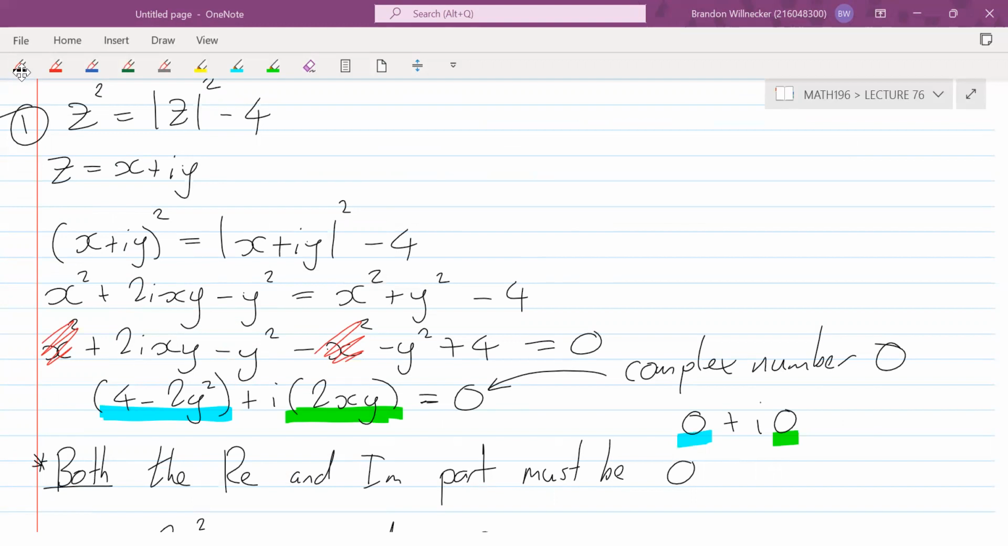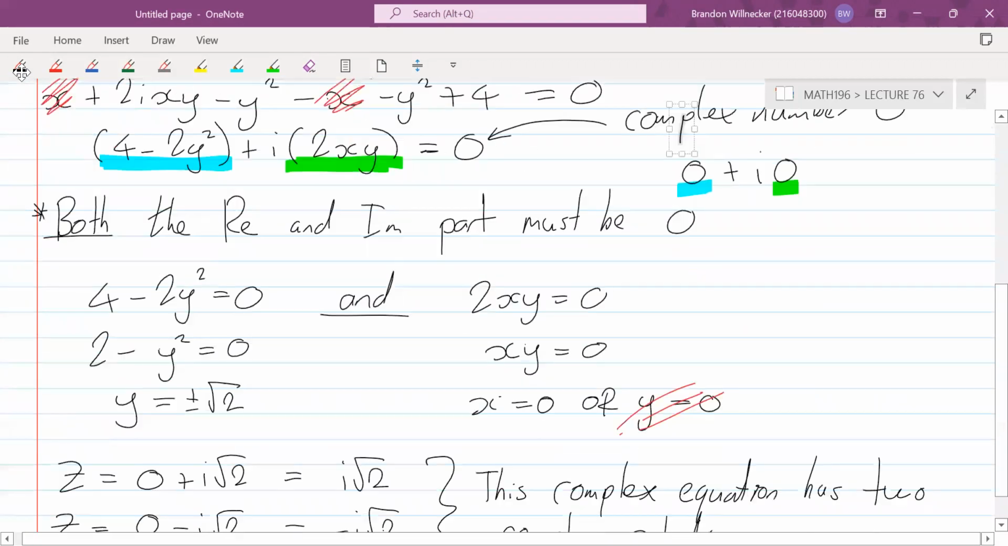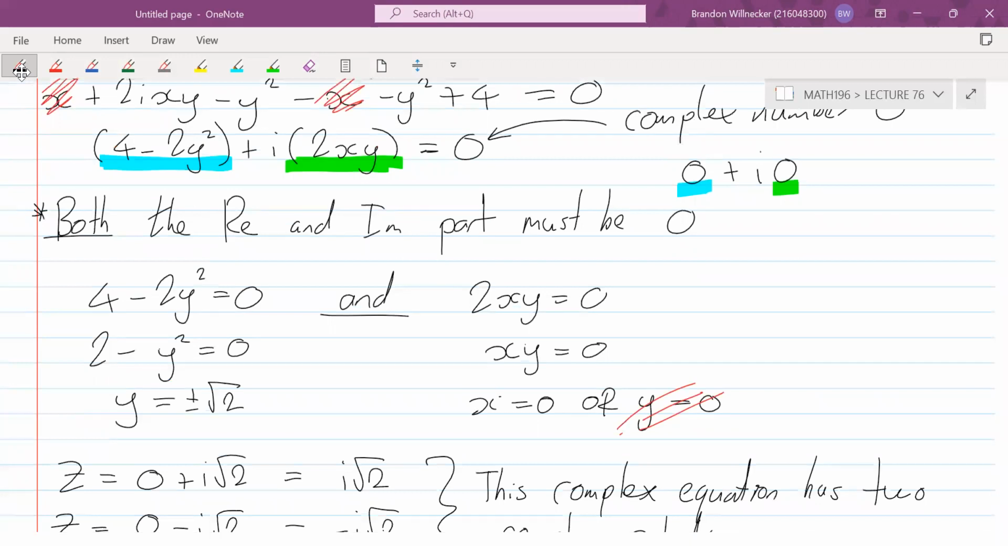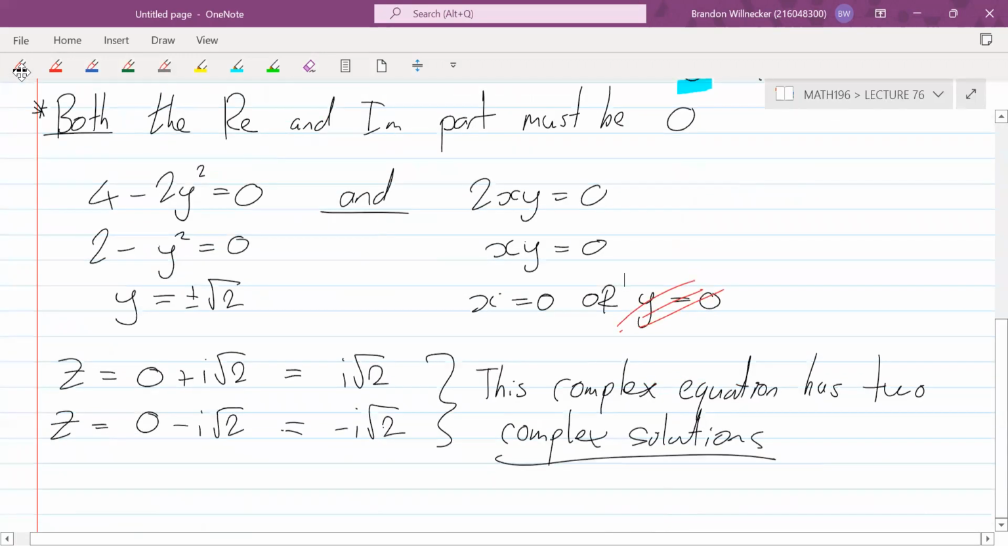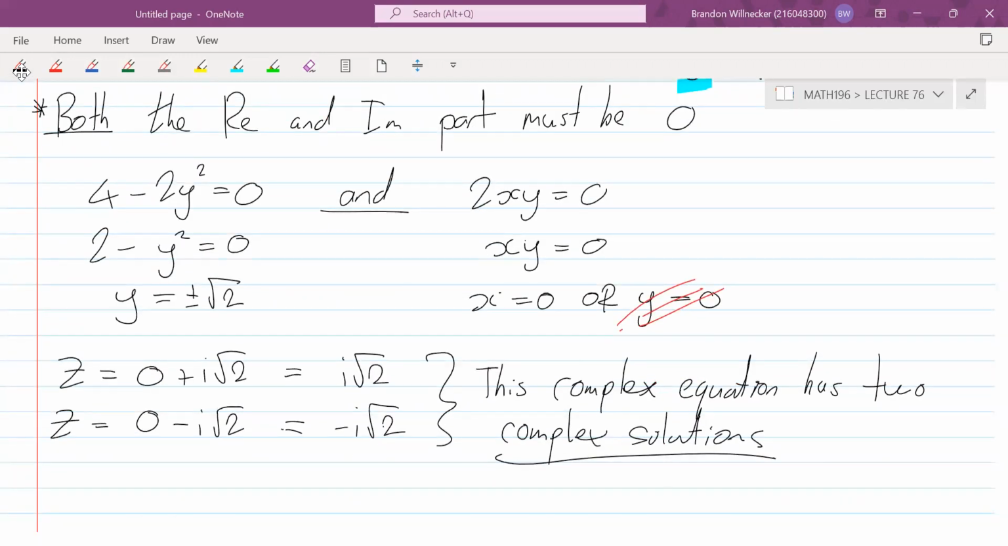If that is to be equal to 0, we know that the real part must be 0 and the imaginary part must be 0. That's going to give us some set of equations to solve simultaneously. So you solve them, you get your possible x values, your possible y values, you put that together, and that gives you your possible z values, or your possible complex solutions. Whatever your x and y are, you can use that to recover what z has to be. Okay, let's have a look at one more example for today.